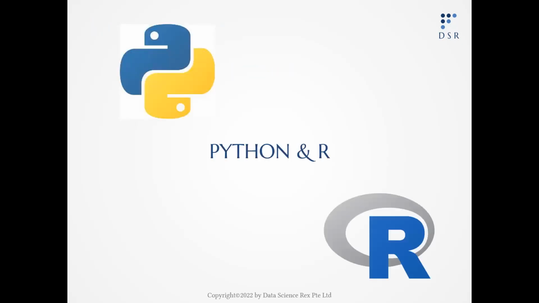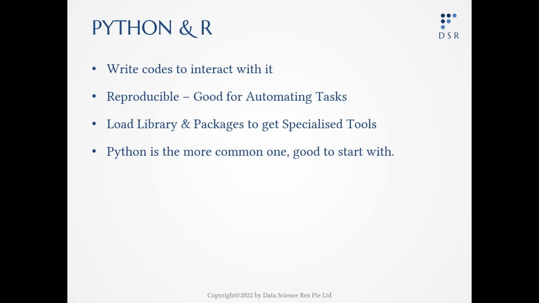Next up, we have Python and R. So how we interact with Python and R is we use code to interact with it. Now, since you're writing code, generally it is reproducible, meaning that you can reproduce the steps easily. Thus, it is very good for automating tasks.